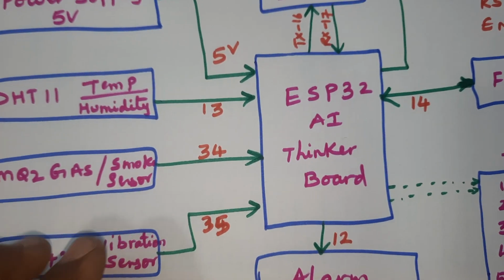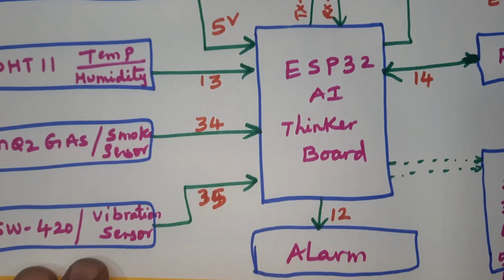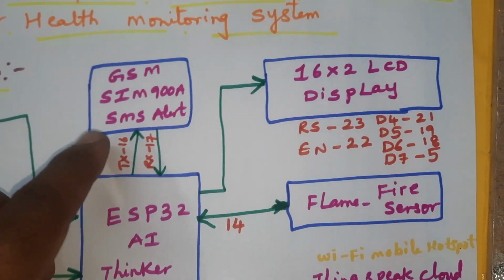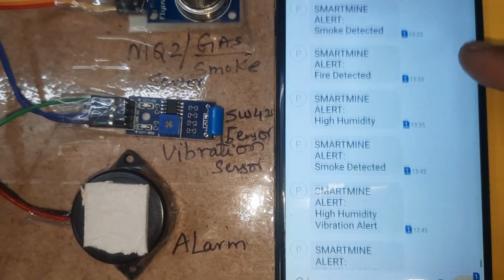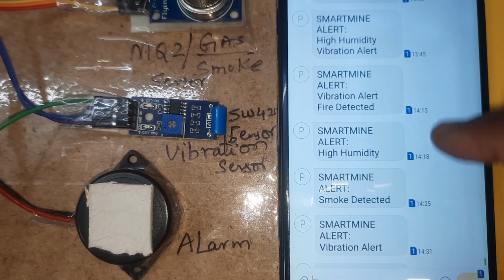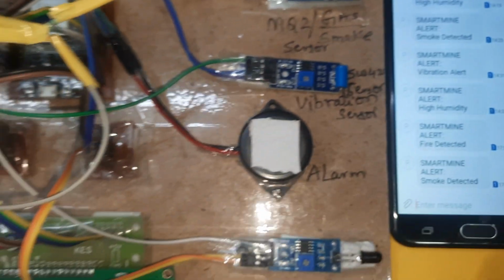If gas crosses 2000 and above, vibration is detected, or fire is detected, an alert is sent. We are getting the SMS alerts. Continuously we are getting the smoke alert, fire alert, humidity alert, and gas alert. All the SMS are continuously coming.